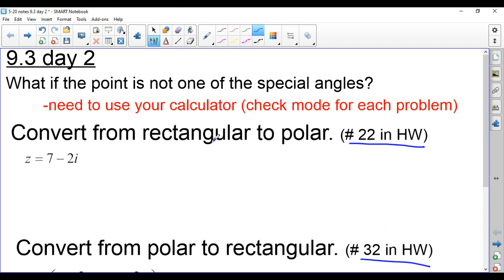For this one, we want to convert from rectangular to polar, and the complex number is 7 minus 2i. So my x is 7, the real part, and my y is negative 2, the imaginary part. My x is 7, so I go across 7. My y is negative 2, so I go down 2. 7 and negative 2 are not in the ratio that we need for the special right triangles. So in order to solve this problem, we're going to need to use the Pythagorean theorem to get the radius.